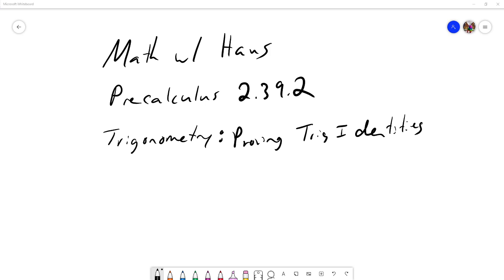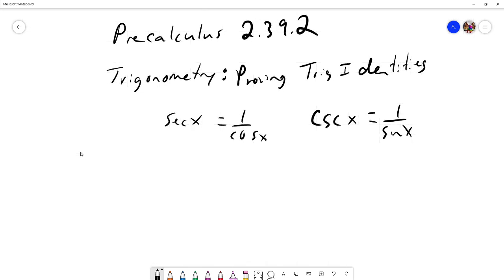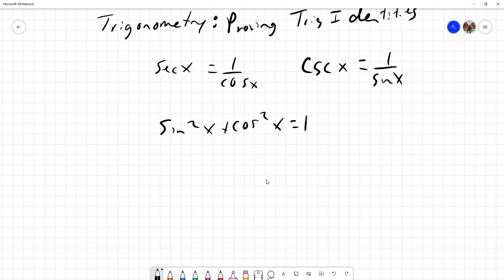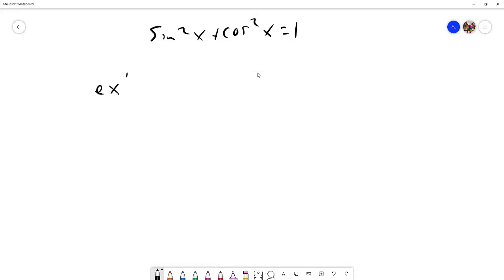Reciprocal identities are facts such as secant x equaling 1 over cosine x, cosecant x equaling 1 over sine x, and of course the relevant tangent, cotangent. We have facts such as sine squared x plus cosine squared x equaling 1, and similar statements that can be made concerning tangents, cotangents, and so on. That is what we're presupposing. And now we're going to dive in and have lots of fun.